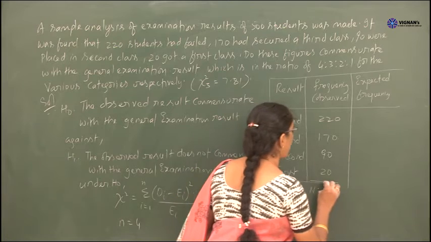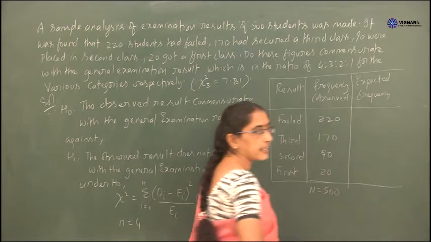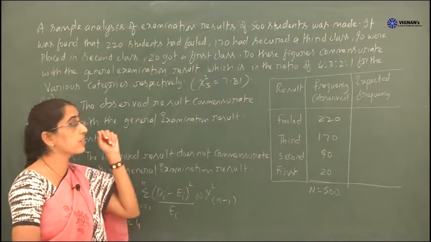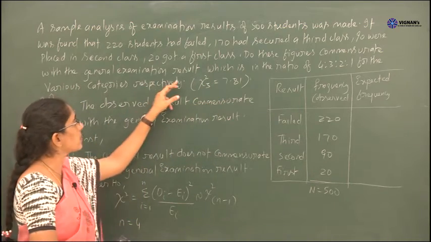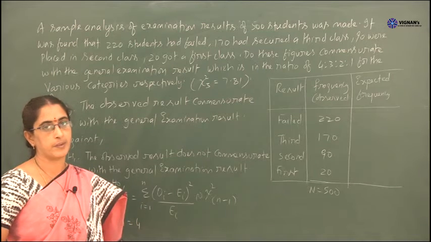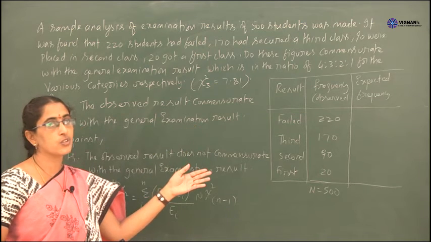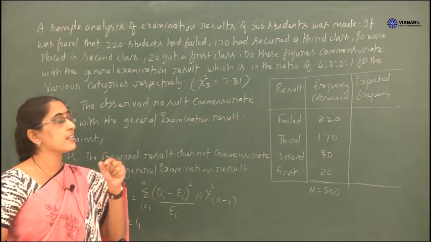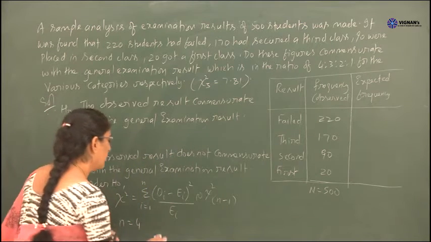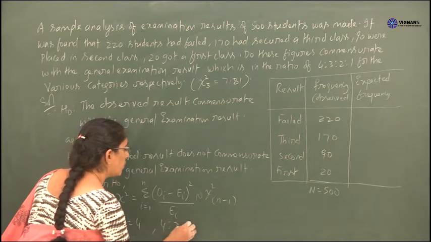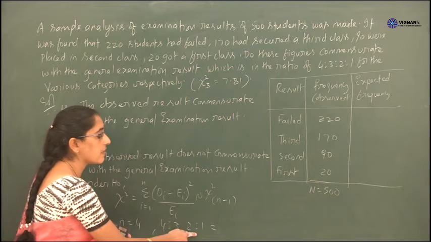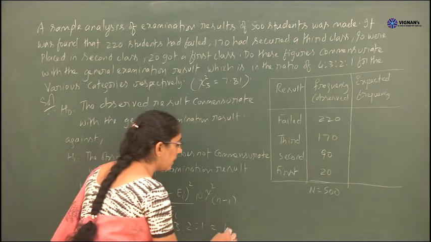Okay. Now regarding the expected frequencies here, the ratio is given as 4:3:2:1. So we have 4 categories, and those 4 categories are categorized into the ratio as 4:3:2:1 here. So what is the total of this ratio here? 4 plus 3 is here 7. 7 plus 2 is 9. 9 plus 1 is here 10.